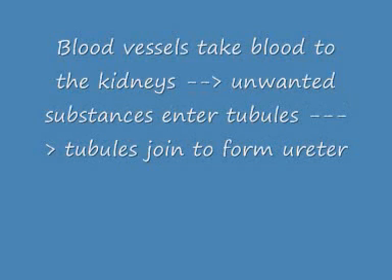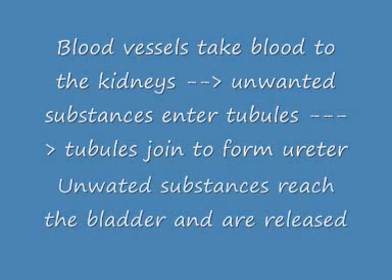Blood vessels take blood to the kidneys, then unwanted substances enter the tubules. The tubules join to form the ureter. Unwanted substances reach the bladder and then are released in urine. This is the kidney's main job in the body, and without it your blood would be filled with poisons.